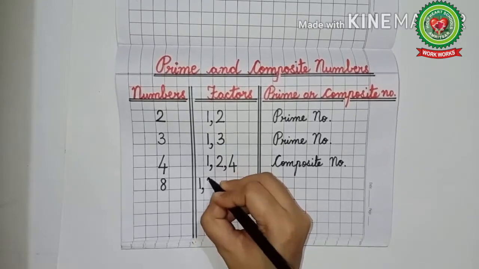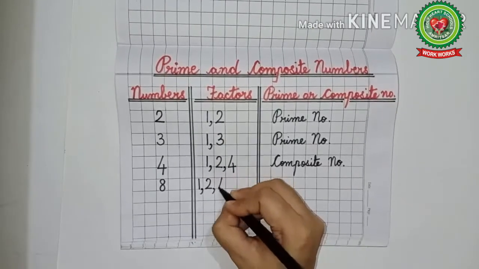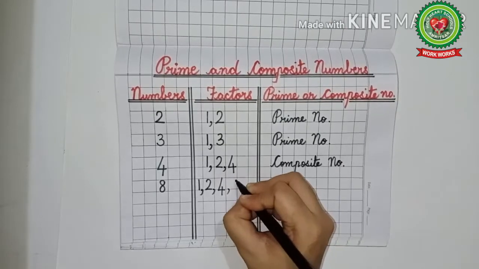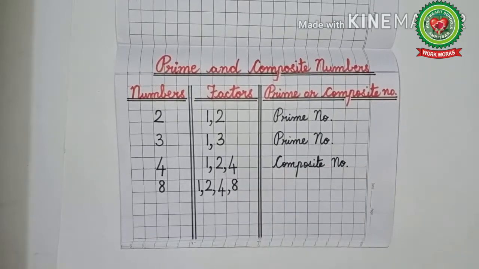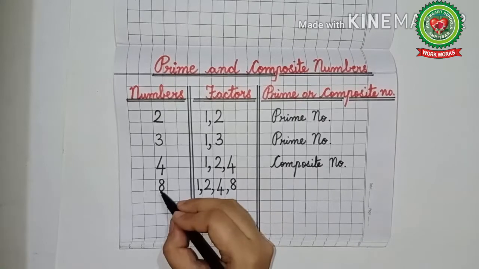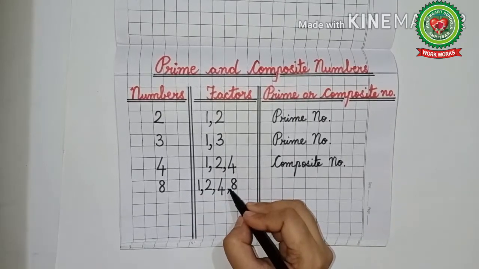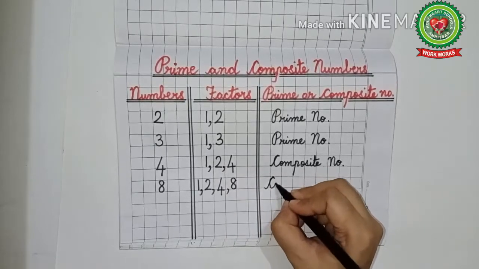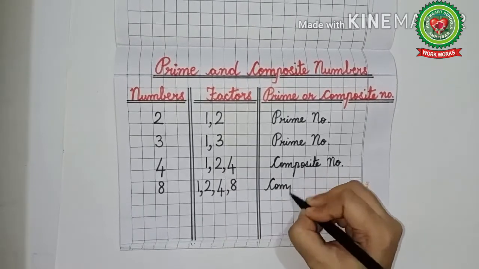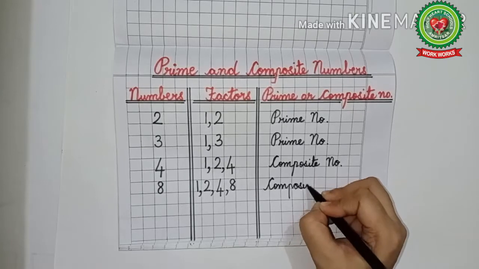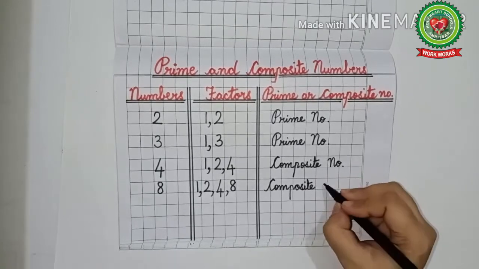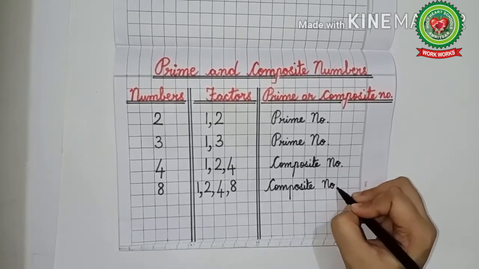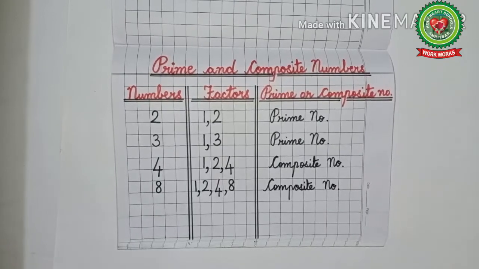1, 2, 4 and the number itself, that is 8. Now 8 has how many factors? 4 factors, more than 2 factors. That means 8 is a composite number. Remember children, any number which has more than 2 factors is known as composite number.